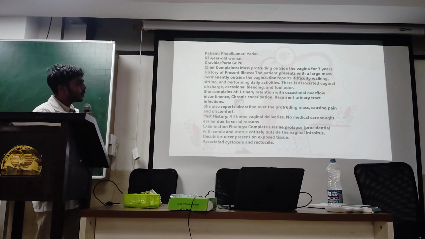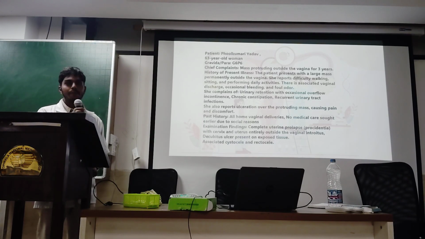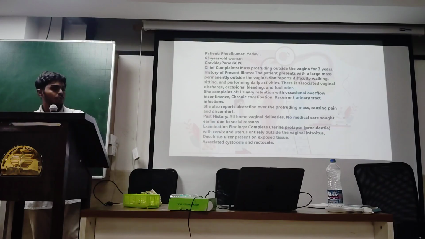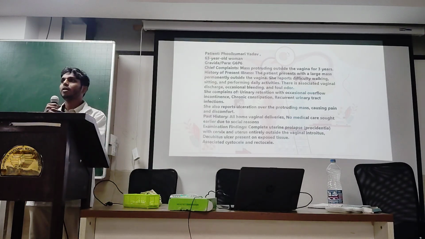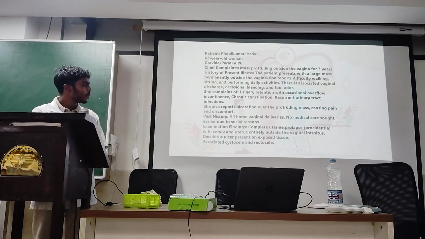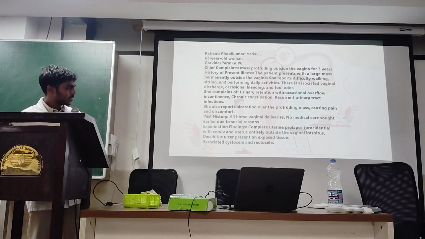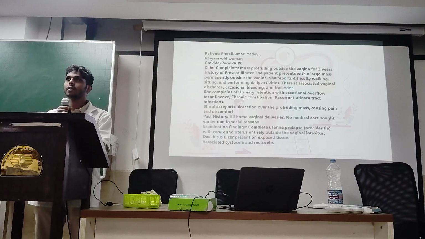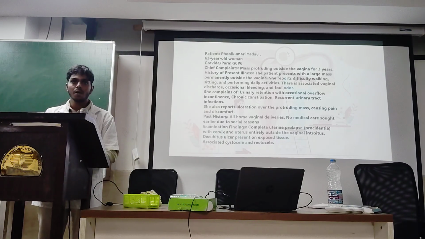Examination findings are complete uterine prolapse, also known as procidentia, with the cervix and uterus entirely outside the vaginal introitus. Decubitus ulcer present over the exposed tissue. Now, decubitus means an ulcer generated on epidermal tissue due to pressure and abrasions. This is also associated with cystocele and rectocele. Cystocele means the prolapse of the bladder, while rectocele means the bulging of the rectum tissue into the vagina.